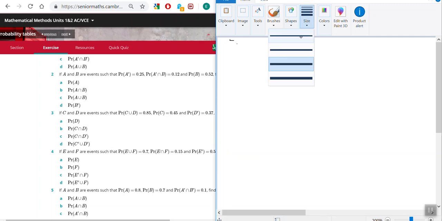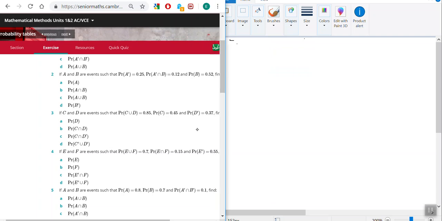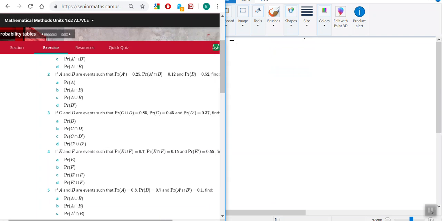This is for year 11 methods. We're going to look at 9E, question 3 and question 9. So for question 3, we're basically given some information and we're trying to find the probabilities.